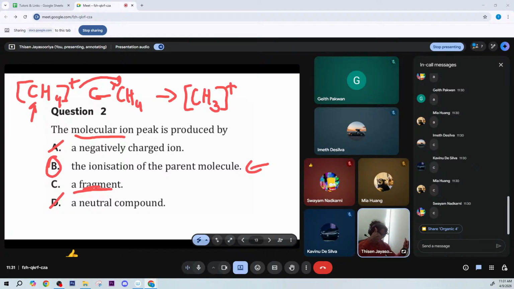Does that make sense for everyone? So it's not a fragment. A fragment loses an element or something, yeah?